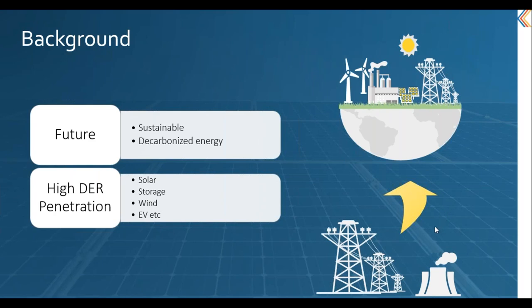Or, if you look at the other case, whenever a DER resource is connected or disconnected, it will disturb the grid. Even though these disturbances are feeble, as the number of DER sources increases, the strain on the grid increases exponentially, which will cause devastating effects on the grid and will ultimately end up in a blackout.